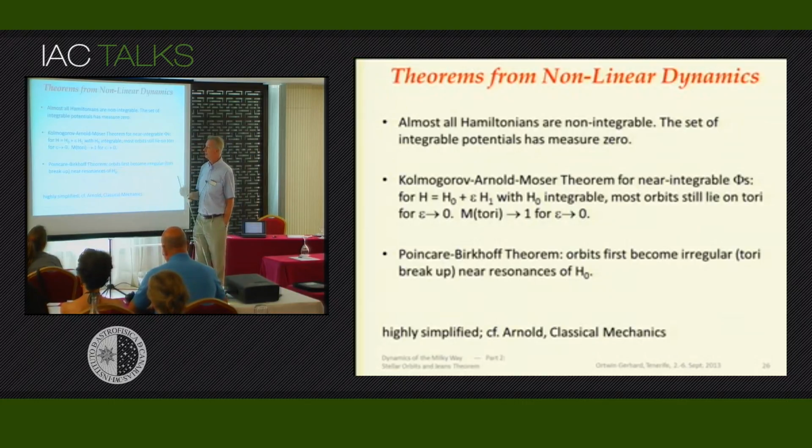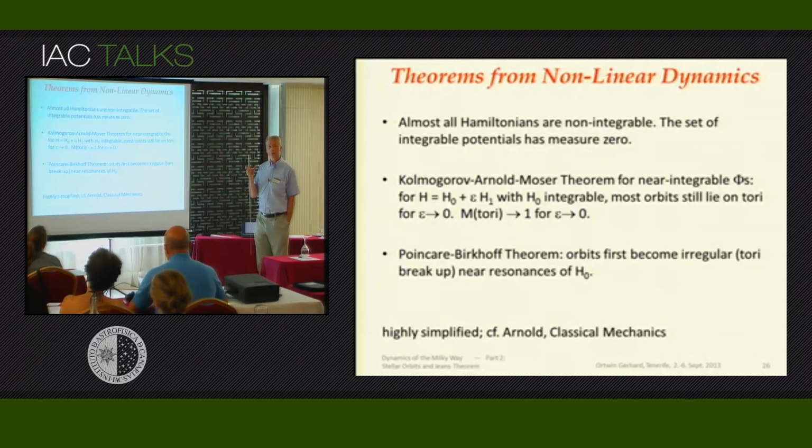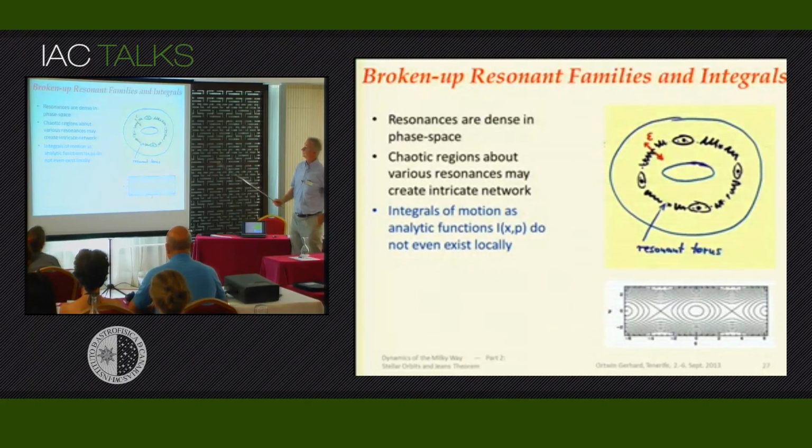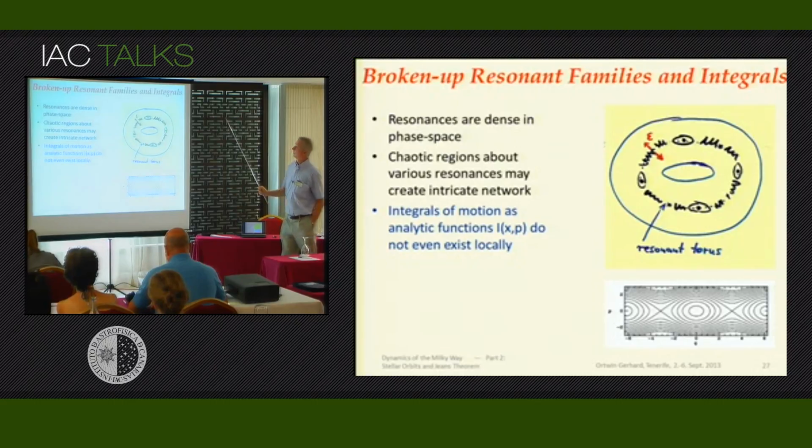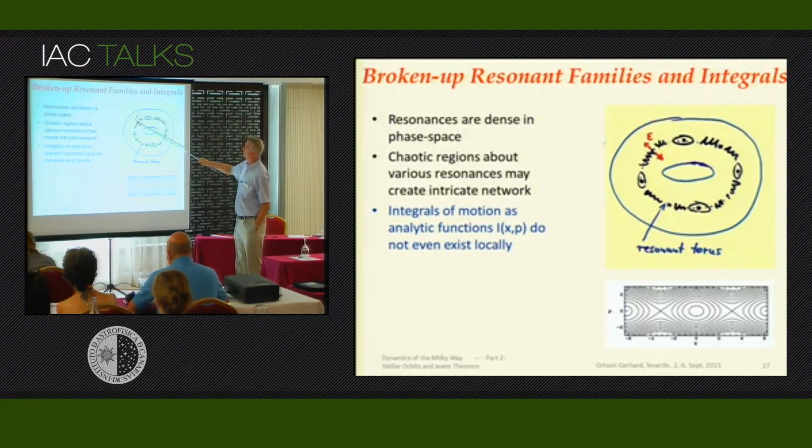This is quantified by saying that the measure of the phase space that's occupied by tori goes to 1 as the perturbation epsilon goes to 0. That's what it means that most orbits still lie on tori. So that's encouraging. It means I can perturb my integrable potential and still get many orbits to lie on tori if my perturbation is sufficiently small. The additional result is the so-called Poincaré-Birkhoff theorem, which says that orbits become first irregular or chaotic, meaning the tori break up in phase space, near the resonances of the unperturbed integrable Hamiltonian.